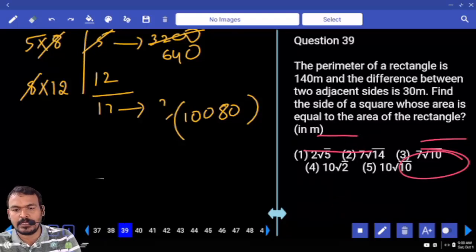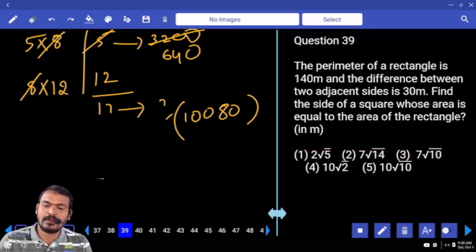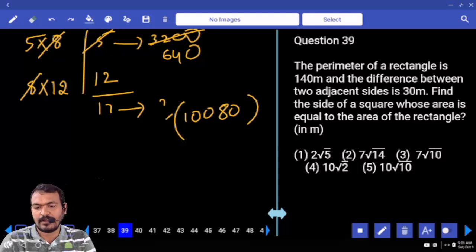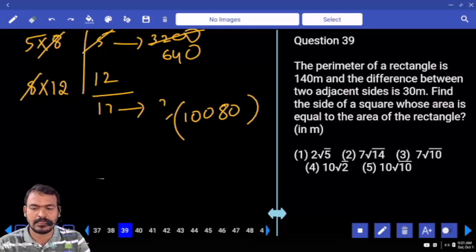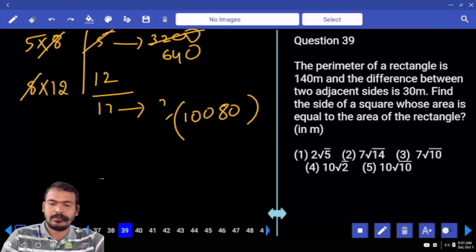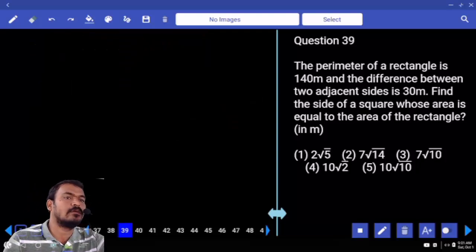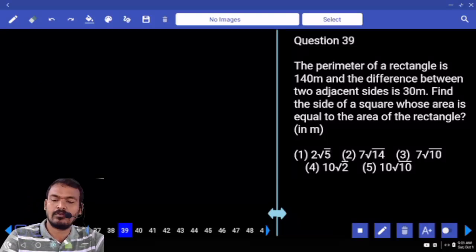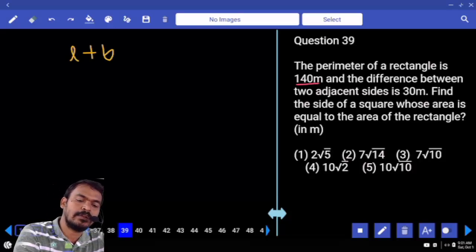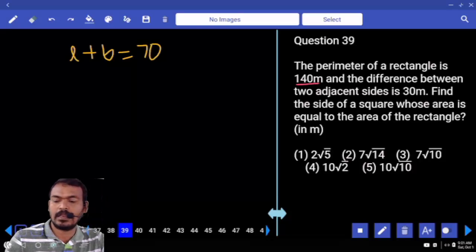Next question number 39. The perimeter of a rectangle is 140 and the difference between the adjacent sides is 30 meters. Find the side of a square whose area is equal to the area of the rectangle. First, perimeter of a rectangle means 2 of (L plus B). What is 2 of (L plus B)? 140. Then L plus B is 70.